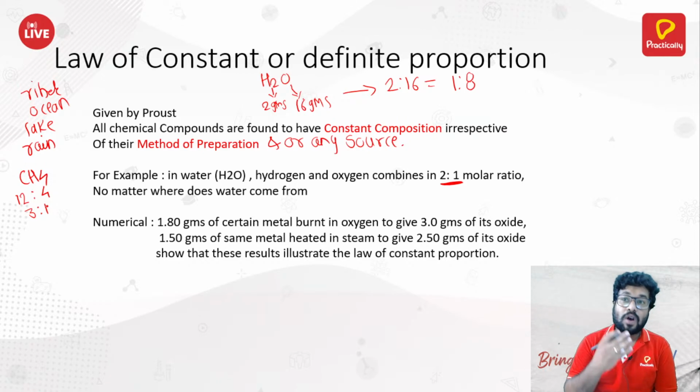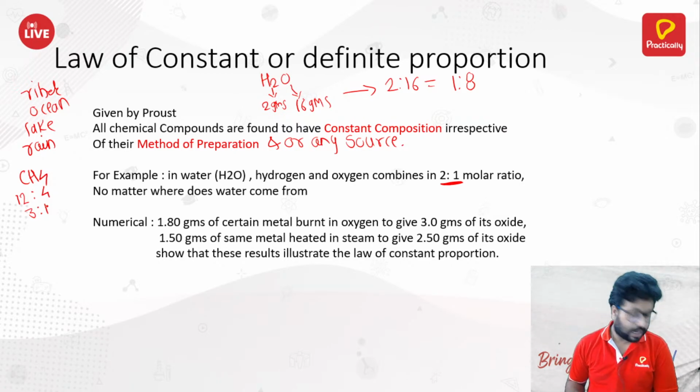The ratio of the weights of the atoms of methane, which is carbon and hydrogen, will always be 3:1. It will always be that way. Okay? So that's what is called the law of constant or definite proportion. Okay, let's solve one numerical based on this.